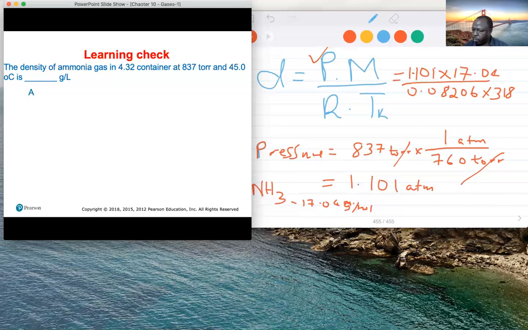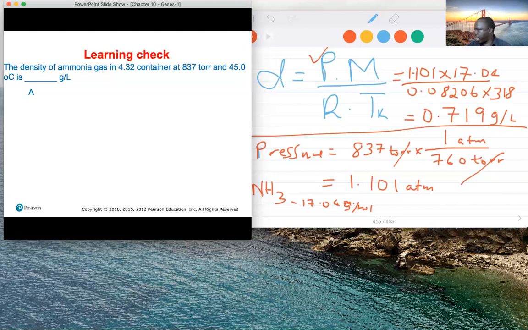With this, this is what we get: 1.101 times 17.04 divided by 0.08206 times 318. This is 0.719 grams per liter.